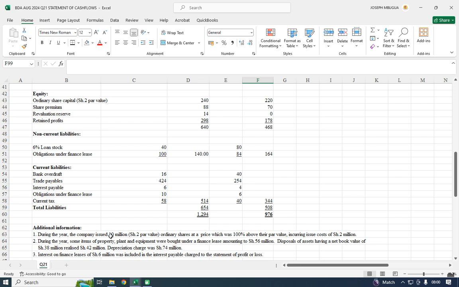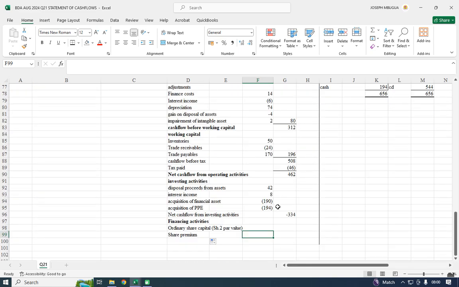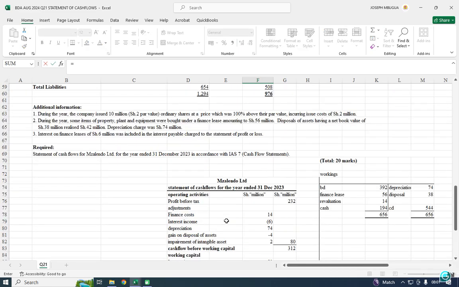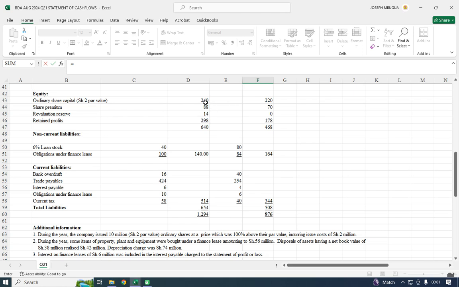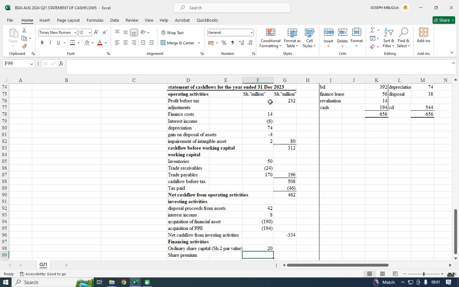So we issued 10 million. If it was 100% above, that means they were issued at 4 shillings. And you will find that the ordinary, if they were issued at 4, here we are increasing from 22 to 40, an increase of 20. And that increase of 20 is because of the 2 shillings per share that we raised. So here we shall minus directly 40 minus 22. That way we get the 20.